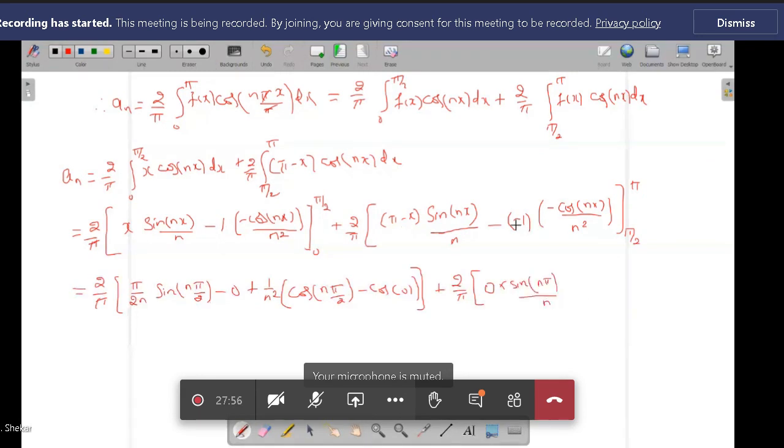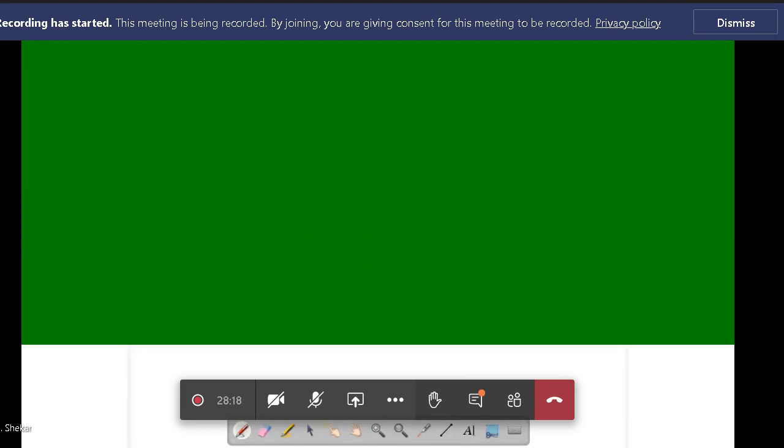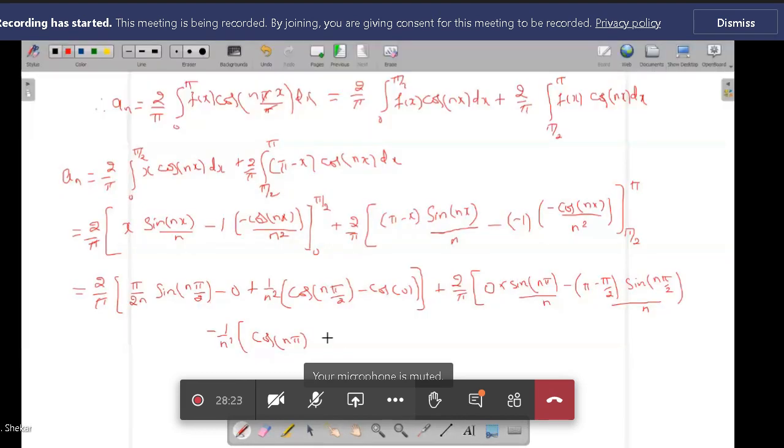So again, minus into the lower limit, we put the lower limit minus pi by 2, into sin n pi by 2 divided by n. So next, the last term: it is minus into minus plus, plus into minus 1 by n square into, when you put the upper limit, it is cos n pi minus cos n pi by 2. So that's it. Now simplify.